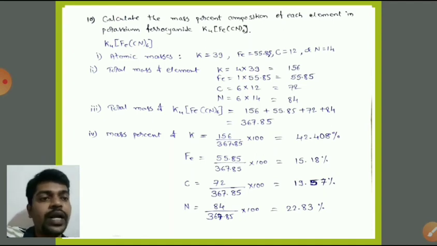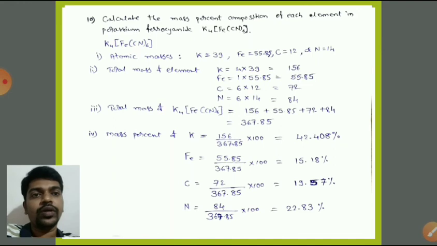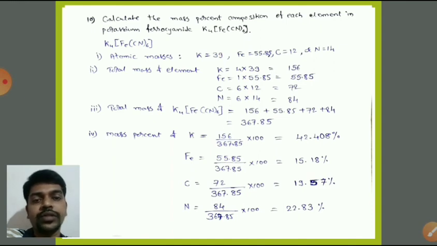If you add all these percentages, it becomes 100 or nearly 100. In this way we can calculate the mass percent composition of different elements in a given compound. You can also calculate the mass percentage of any group of elements in a given compound. So this is a numerical based upon mass percent composition.